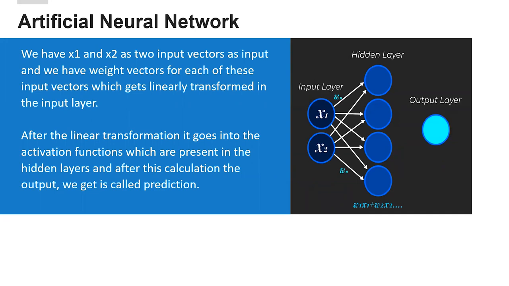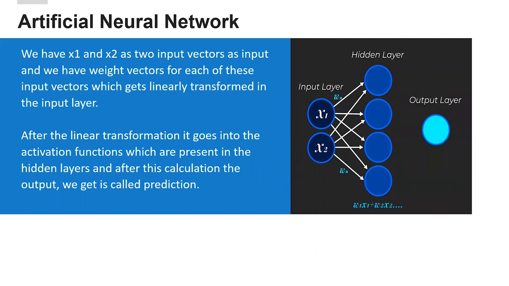Now, if we see this picture, we have two input nodes, which we call X1 and X2, right? And these input vectors have certain weights associated with them, and these weights are getting linearly transformed. We'll understand what linear transformation is, but for now, try to understand it is nothing but, say, a simple linear regression, where you sum up all your weights.